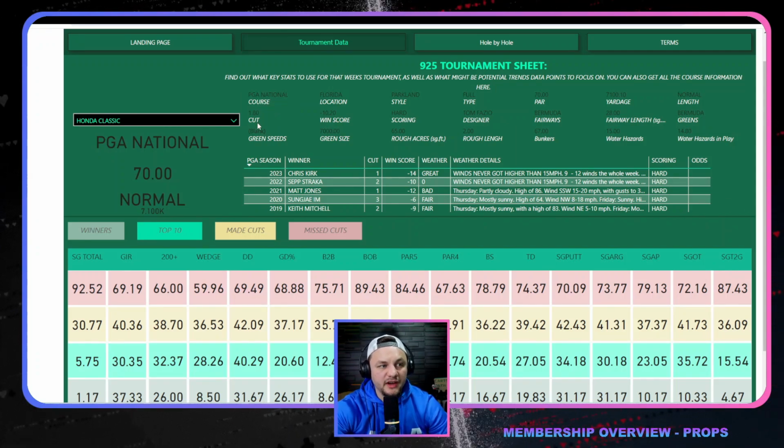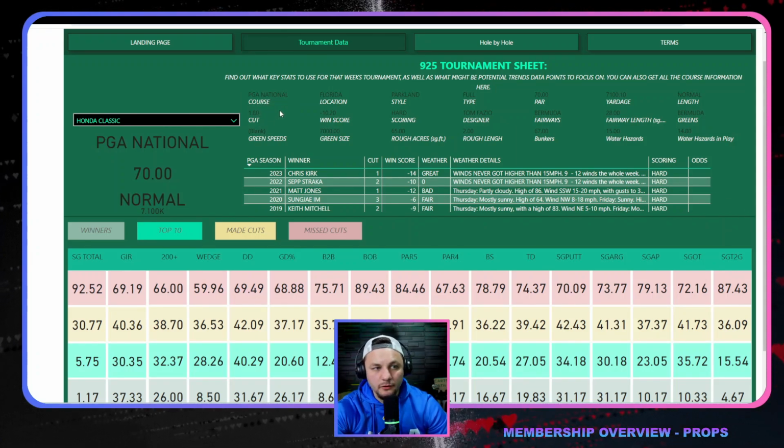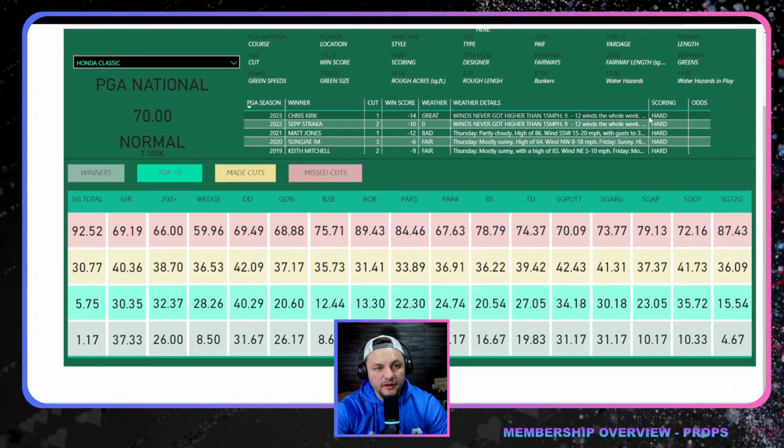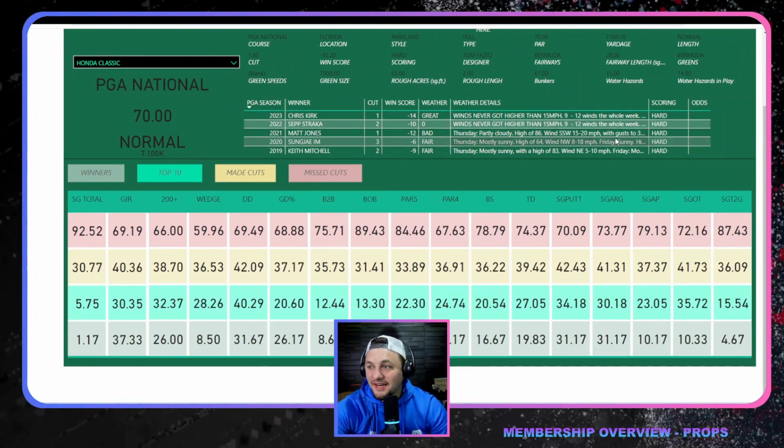So course name is PGA National. The average cut is 1.8 over par. The average win score is about 10 under par. We got a Florida course. Style of course is Parkland style. It's a full-field event. We can see the par, all that stuff. And so we have it broken down by years. You can see all the years going into the database for this tournament.